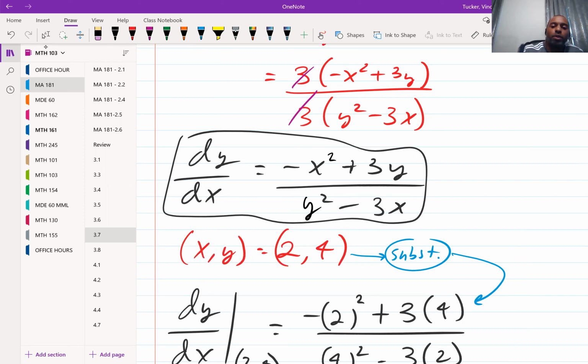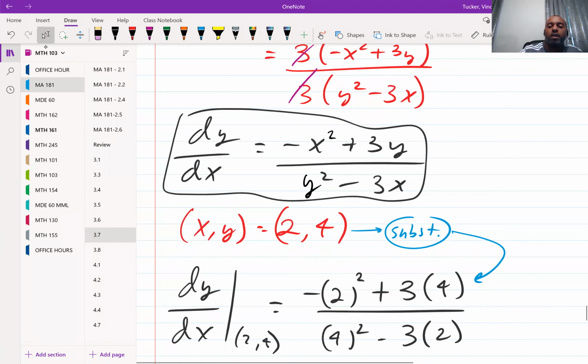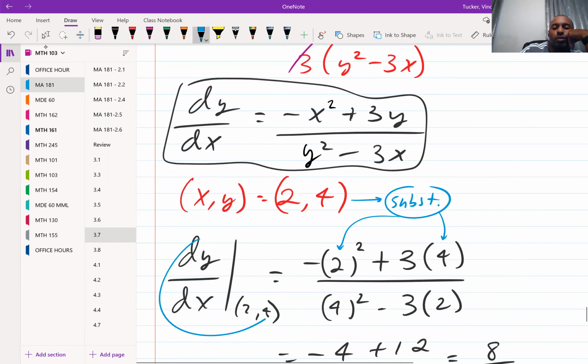So we have that point of (2, 4) that they gave us. So we can substitute that now into our derivative. 2 for x, 4 for y. So this is just another way of notating that. That just means plug in 2 and 4 into the derivative. So just notation.